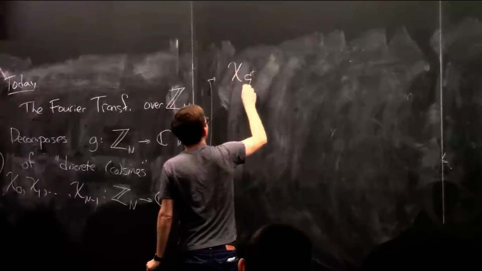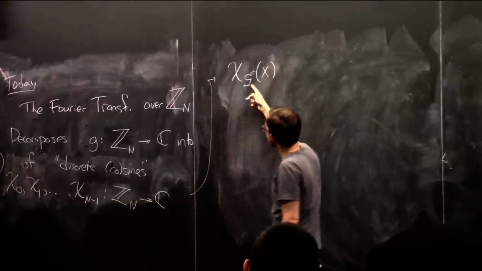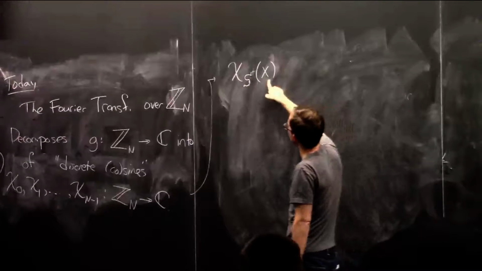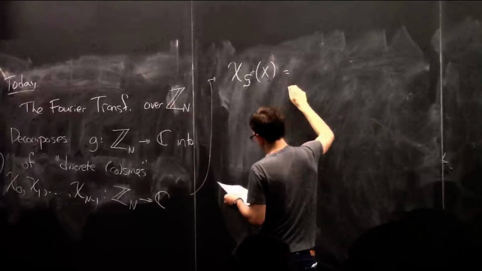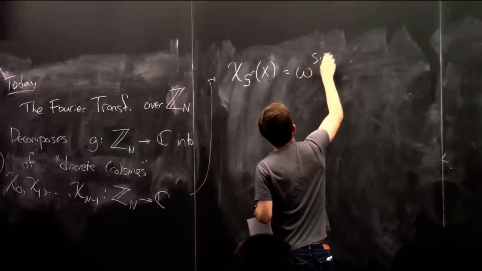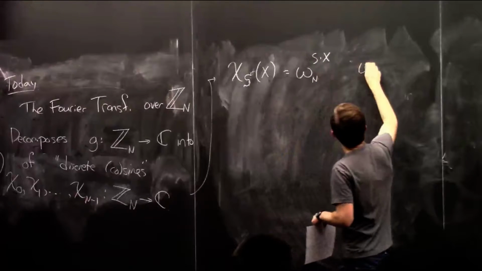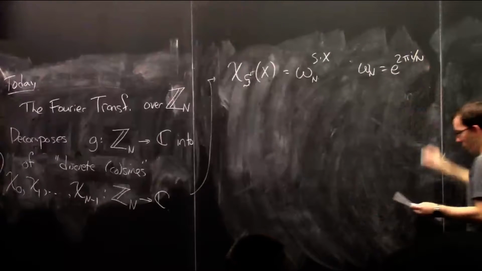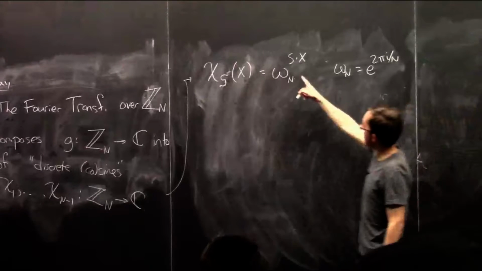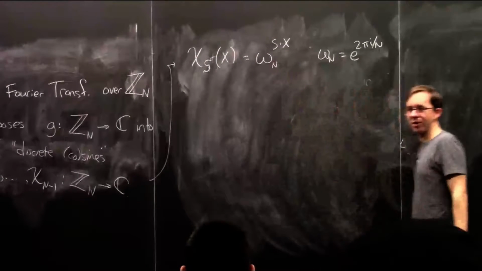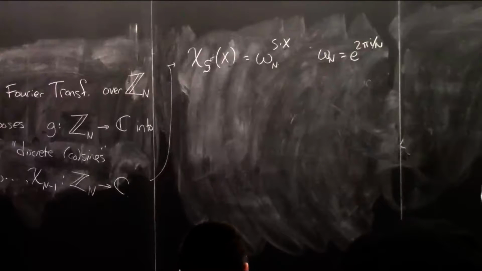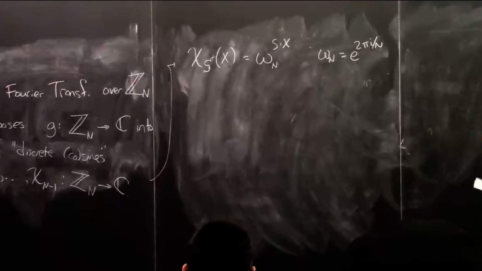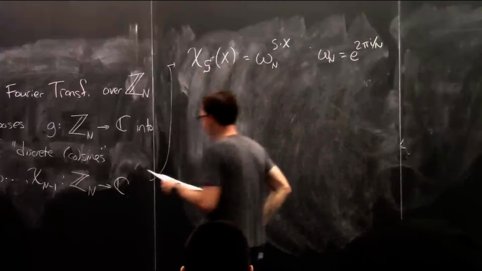I'll tell you, chi sub capital S at x, where S is an index into this list of pattern functions chi. And x is an input, also an integer between 0 and n. It is omega to the s times x, where omega n is this primitive nth root of unity, which I hope you're used to by now. And this is just like multiplying these two numbers together, like as integers. This has a similar formula, actually: some root of unity to the power of s times x. Good.